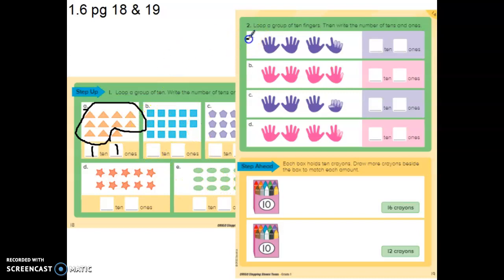Let's look at 2A. It says circle a group of 10 fingers, then write the number of 10s and 1s. Well, we only have 10 fingers, so that's easy. So we've got a group of 10 here.